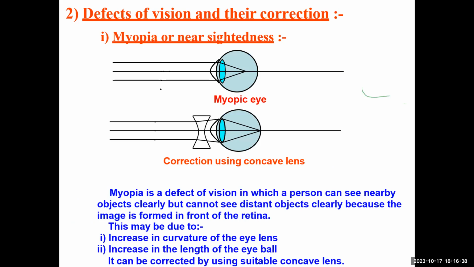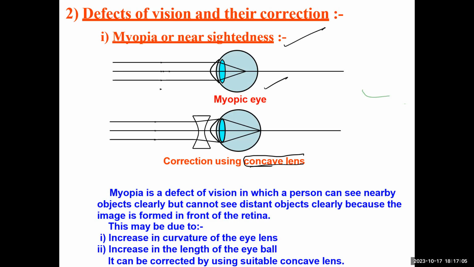Let us see now the defects of the human eye and their corrections. First one, myopia. What is myopia? Myopia is also called near-sightedness. This is a myopic eye. How does a myopic eye look? And then we are talking about the correction using the concave lens. This kind of defect can be corrected with the help of a lens that is called a concave lens.